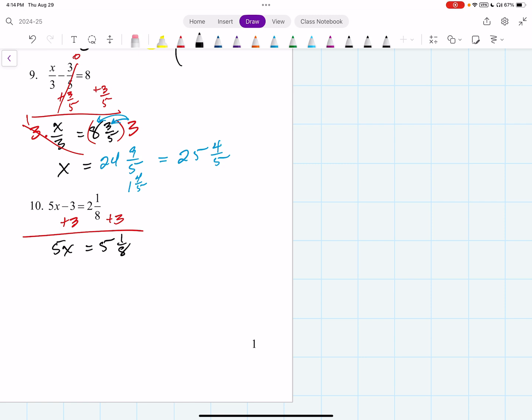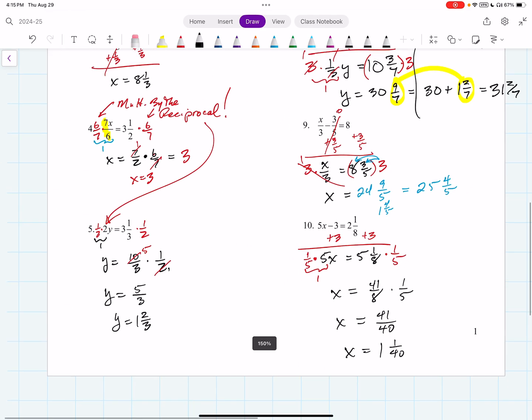Okay, and then here we go again. You multiply by the reciprocal of 5, which is 1/5. And then the reciprocal is multiplied to 1. So you get x is equal to something. We better change this to improper. So 8 times 5 is 40, plus 1 is 41. You still have to multiply by a fifth. And you multiply the numerators, you get 41, divided by 8 times 5, which is 40. And then x is equal to 1 and 1/40.